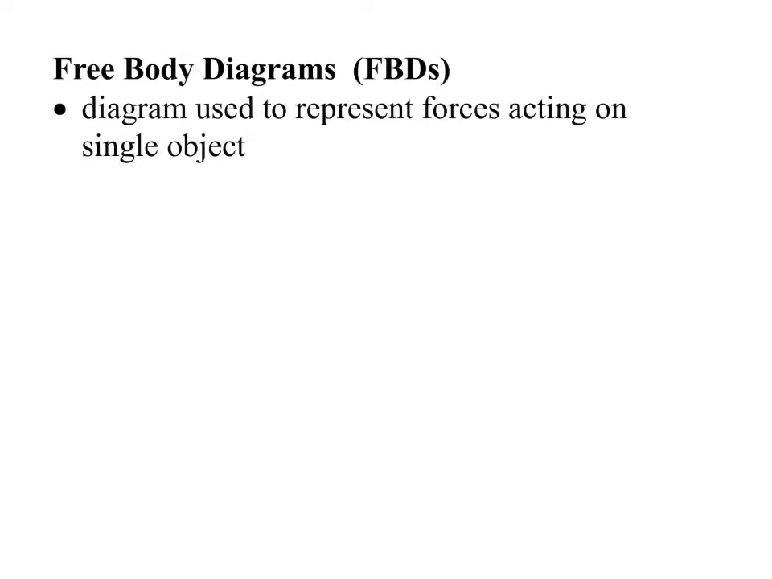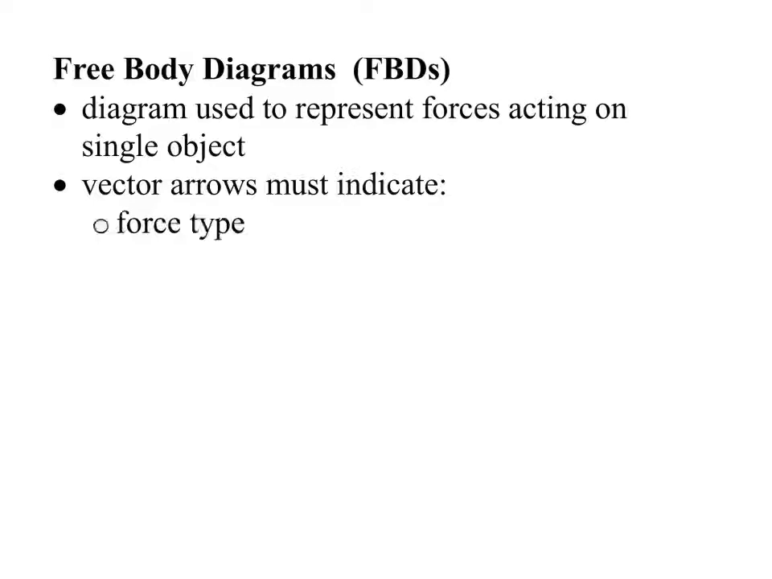It's a diagram used to represent forces acting on a single object. What you're going to do, you don't always have to draw the object, right? A lot of the time it's just a box or a circle or something. And then you draw vector arrows on it. So what do the vector arrows indicate? Well, the force type, right? You'll draw an arrow and then you'll put what kind of force it is next to it. It should show the direction. For example, if we're drawing the force of gravity, it should be downwards towards the ground, right? And then of course the relative magnitude. If one force is much bigger than the other, then the arrow should be drawn larger.